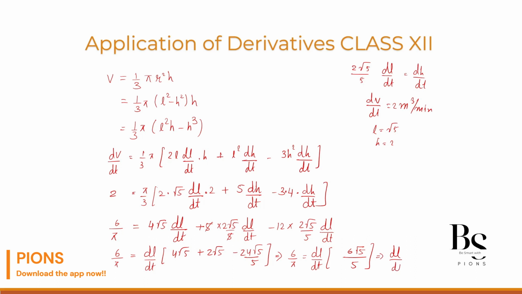And when you cross multiply, dl by dt will give you 5 goes on that side, 6 cancels, root 5 pi. Or like they write it, you can just remove this root 5 and make this root 5. So dl by dt is root 5 upon pi.